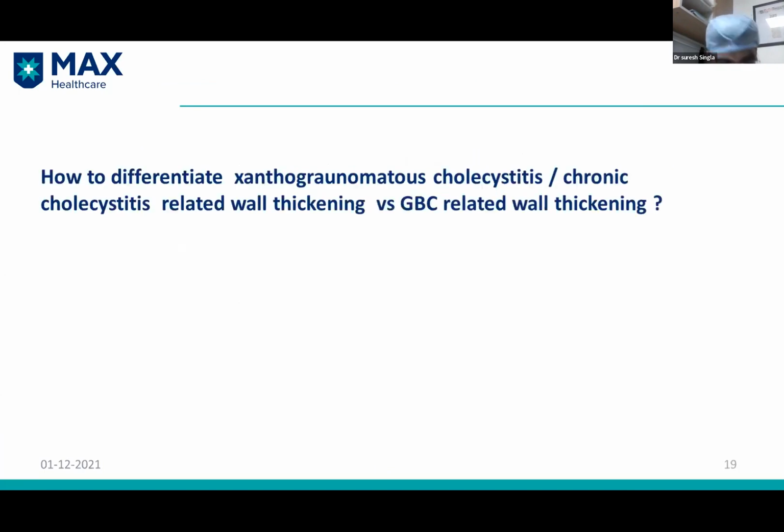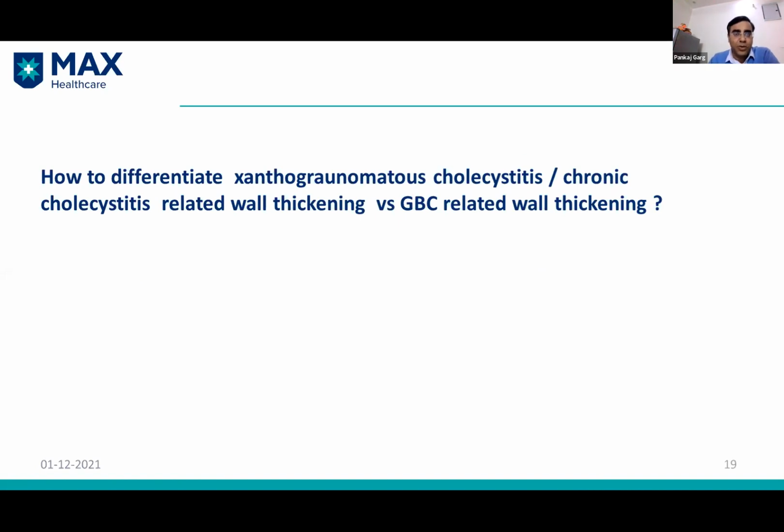So my next question is to Dr. Pankaj again: how do you differentiate xanthogranulomatous cholecystitis or chronic cholecystitis having a wall thickening versus a gallbladder cancer having wall thickening? Dr. Suresh, this question I have been asking the radiologist so many times at every conference and whenever I meet him. Can you differentiate xanthogranulomatous cholecystitis from gallbladder cancer with 100% surety?